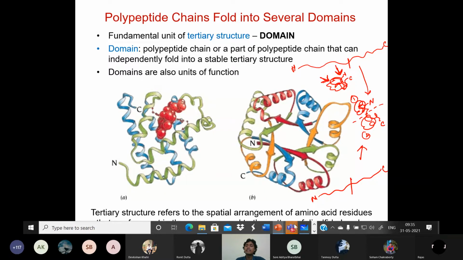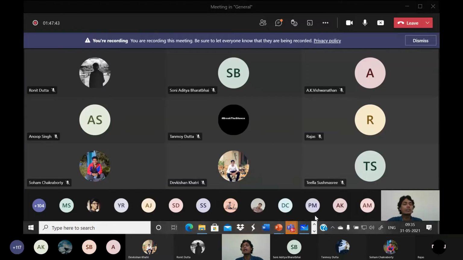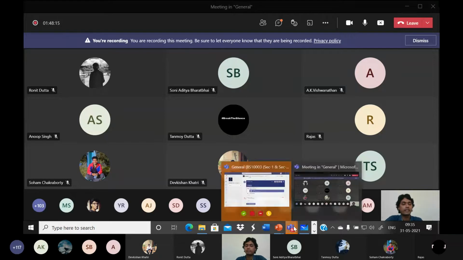That means even in a single protein, say you have 2 domains, maybe this domain has one catalytic activity and this domain has a different activity. That is possible because they can fold independently and maintain their structure. So some proteins contain multiple domains, each with a different function also. These are just descriptions of protein structure, nothing more than that.